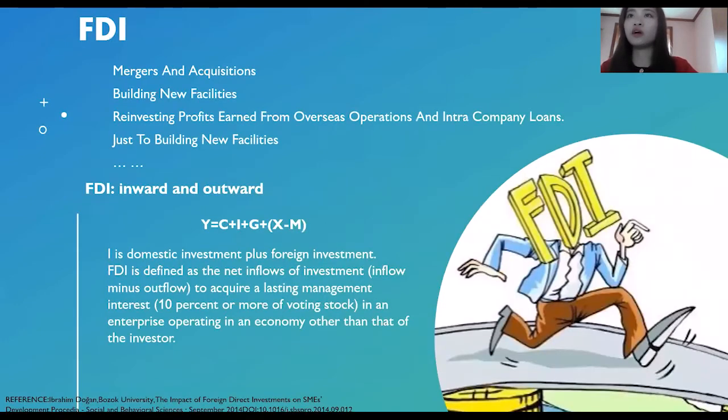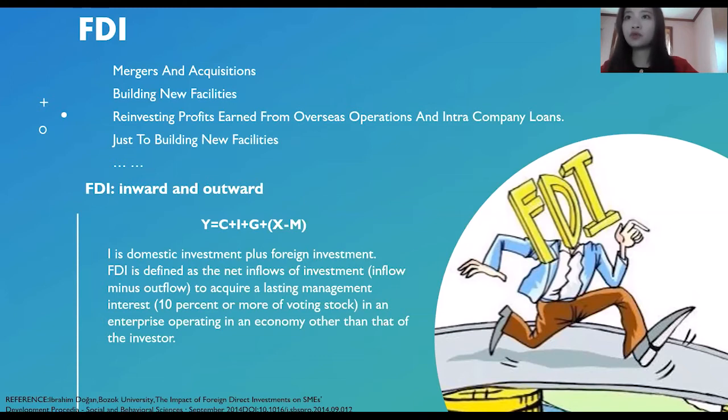For this part, I will introduce the theory behind the study. It's mainly about the types of FDI and how these types of FDI operate and make profits. According to the OECD definition of FDI in 2014, broadly FDI includes mergers and acquisitions, building new facilities, reinvesting profits earned from overseas operations, and inter-company loans. In a narrow sense, FDI refers to building new facilities.